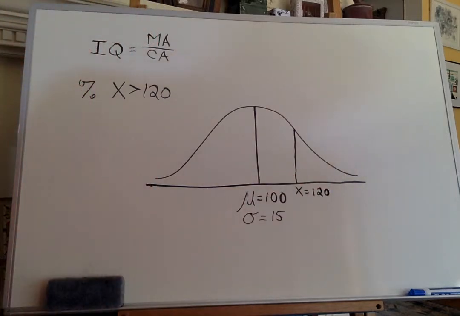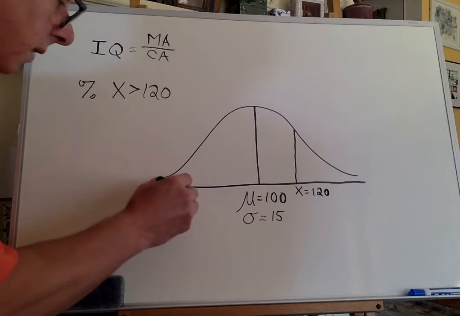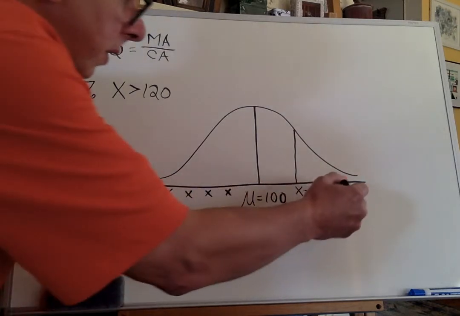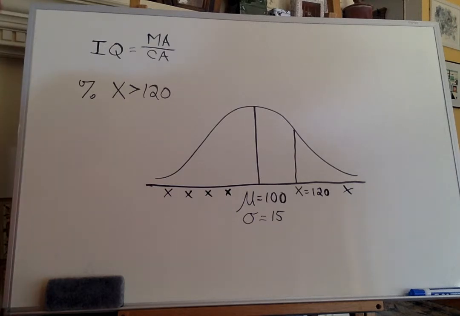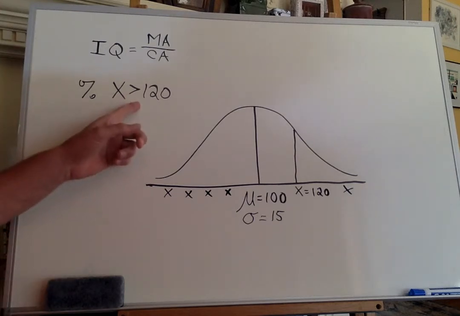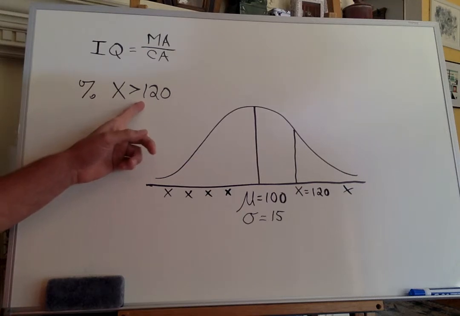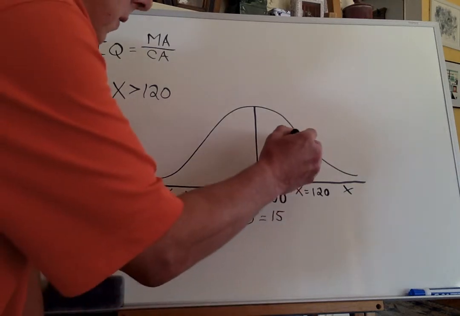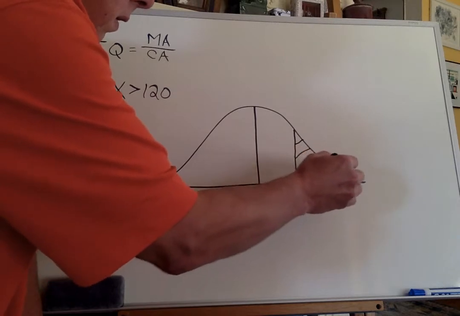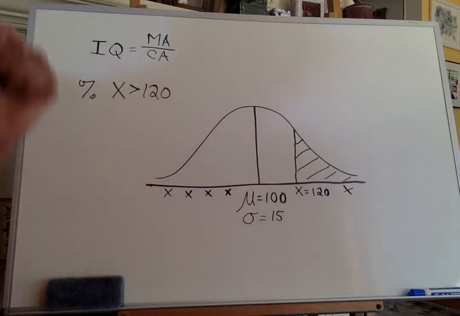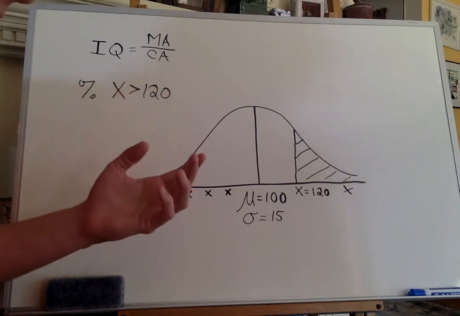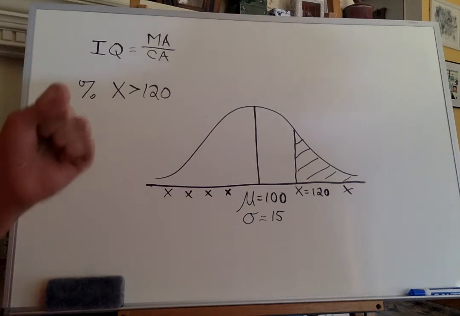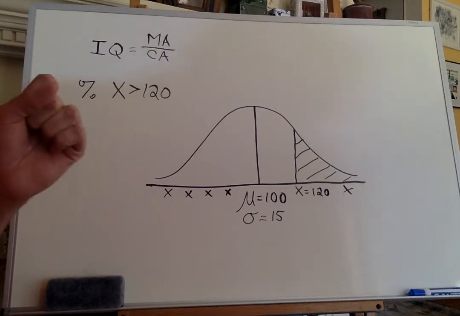I'm going to put that score on the graph. Remember, these are all x values. And what I'm saying is, what percentage of the population has an IQ above 120, right? So what we're talking about is this area in the curve. And what we can do now, when we're talking about areas under the curve, is we can use the unit normal table to get that information.